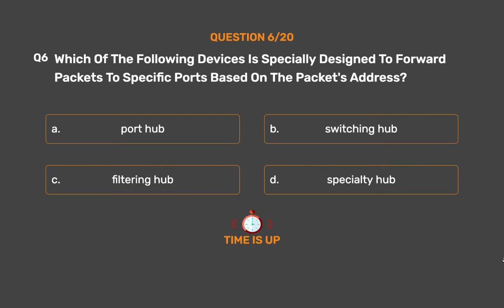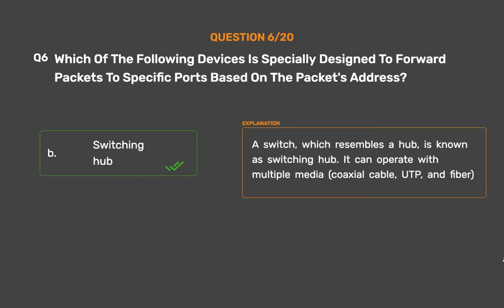The correct answer is Option B. Switching hub. A switch, which resembles a hub, is known as switching hub. It can operate with multiple media: coaxial cable, UTP, and fiber.